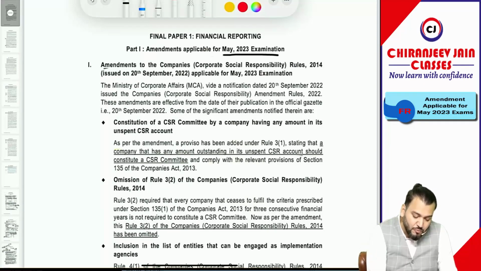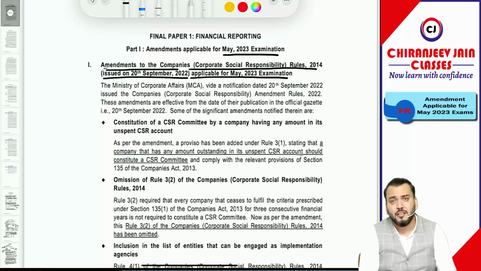In this, what they have given is the amendment to the Companies CSR Rules 2014 issued on 28 September 2022, applicable for the May 2023 exam. So there are 5 amendments that we need to understand. Even though some points are theoretical, they may be important from the exam point of view. Yes sir. Let us start the discussion.